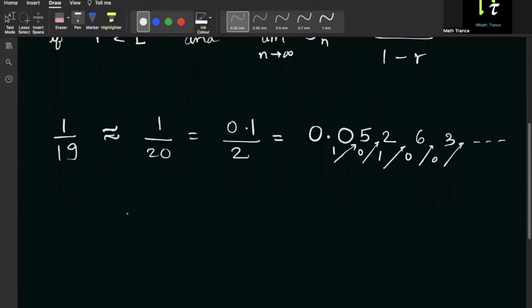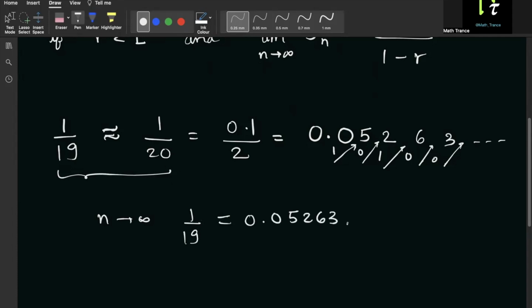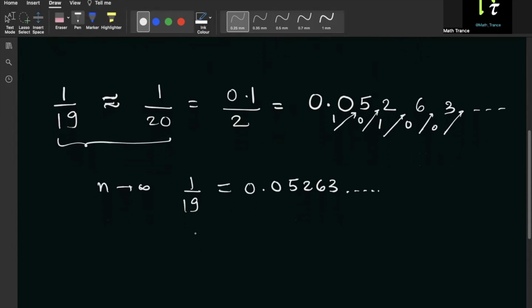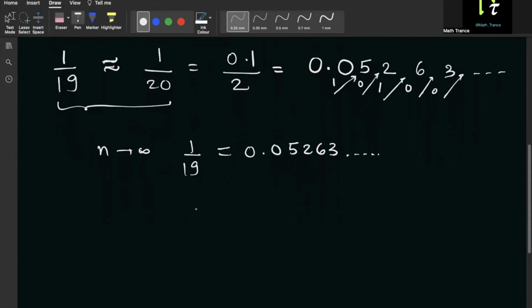Although we have done an approximation here, this is not an approximation at all, because when limit n tends to infinity, I'll show you that it will be exactly equal to 1 by 19 and not something related to 1 by 20. So 1 by 19 comes out to be 0.05263 and so on. You can use your calculator to check it. It is very, very amazing. You should actually go and do something with Vedic mathematics. You can see your mental calculations will be at peak.